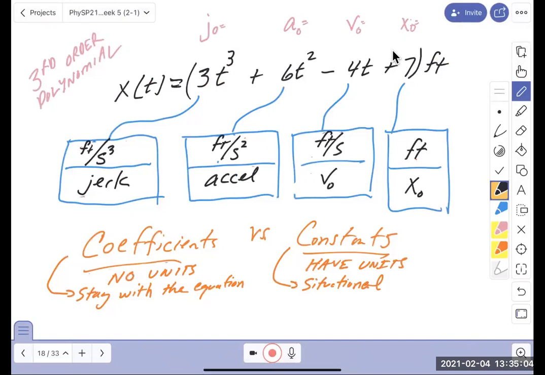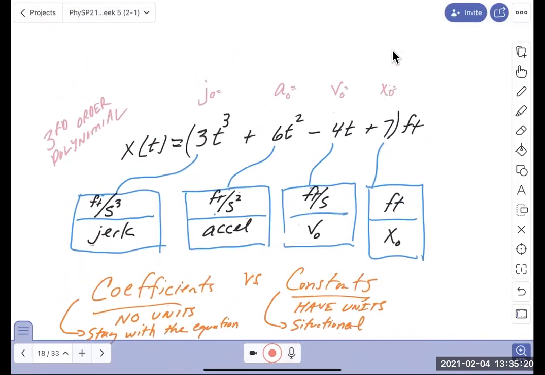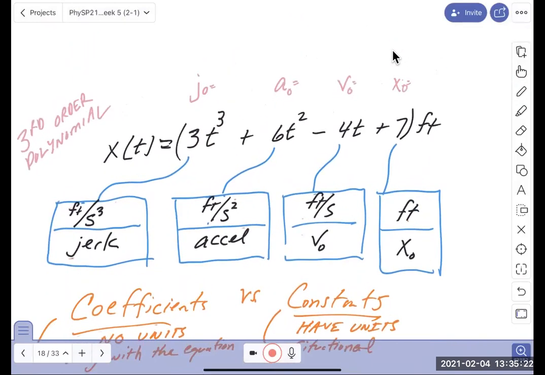So looking at the equation, as a physicist, you become an equation master. You can look at an equation and it's not just numbers, units, and variables to you, it tells you a story. So this equation tells me a story. It tells me that there's a lot of jerk going on. Jerk means that the force is changing over time. So it's a really dynamic situation. Well, what is my initial jerk?